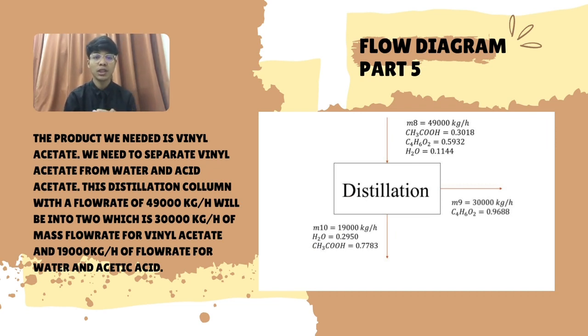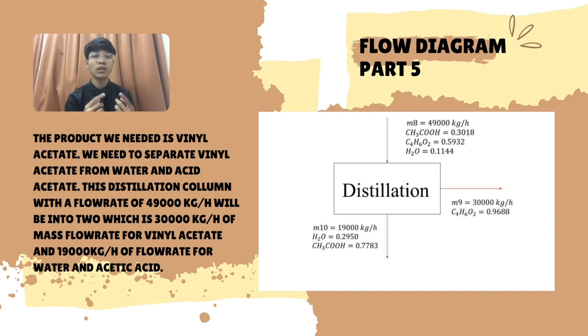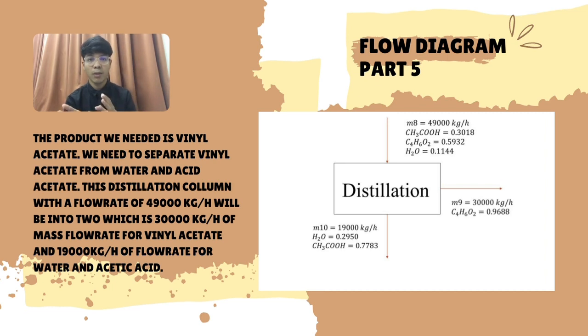Lastly, stream A that has vinyl acetate, water and acetic acid will flow into the last part of the plant, which is the distillation column. After the distillation column, we will see two streams, which are M9 and M10. In M9, we will have our product, which is the vinyl acetate, while M10 will have water and acetic acid. So we move to M9 first.